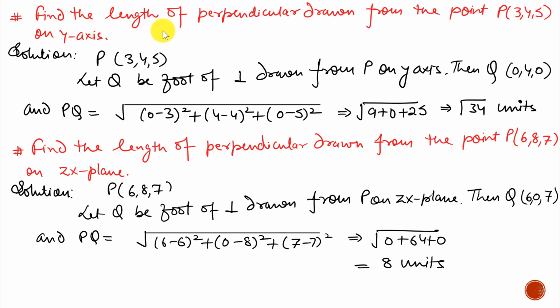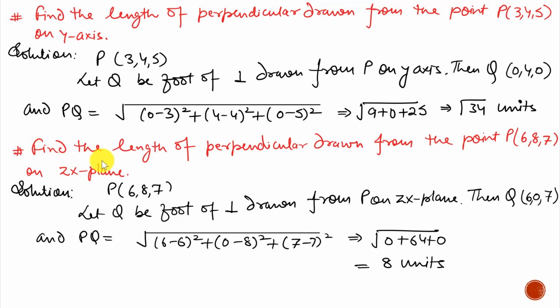Next example. Find the length of the perpendicular drawn from the point (3, 4, 5) on the y-axis. Point P is (3, 4, 5). When we draw a perpendicular to the y-axis, here x and z equal 0. So the point is (0, 4, 0). We call it Q. And PQ is, using the formula, square root of (x2 minus x1) whole squared plus (y2 minus y1) whole squared plus (z2 minus z1) whole squared, by inserting the values of x1, y1, z1 as 3, 4, 5 and x2, y2, z2 as 0, 4, 0. We get the answer root 34 units.